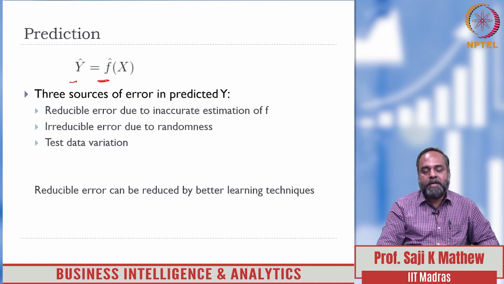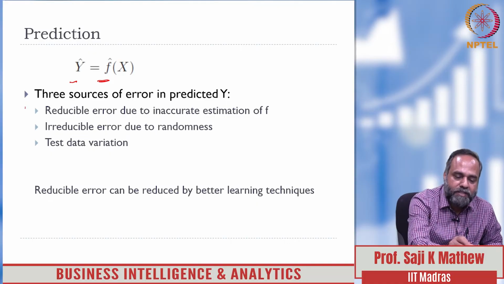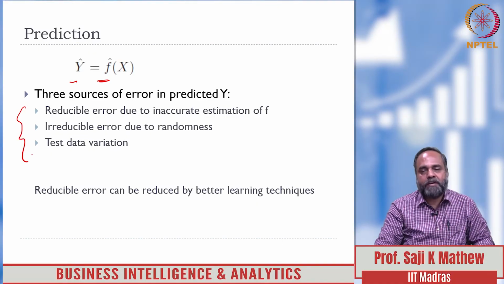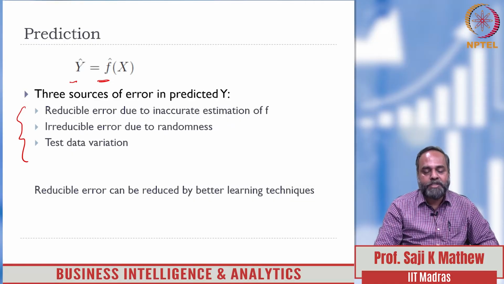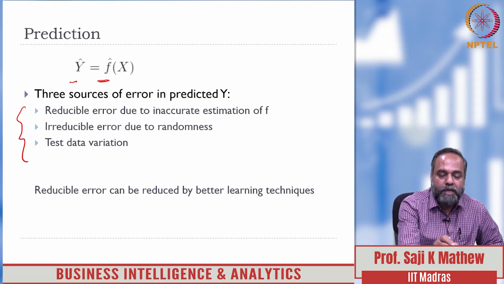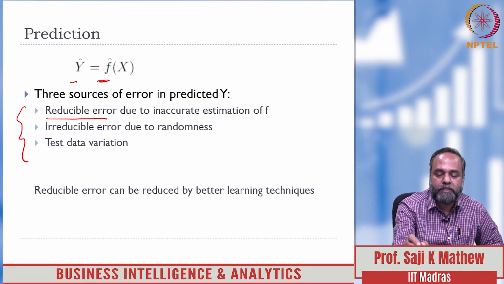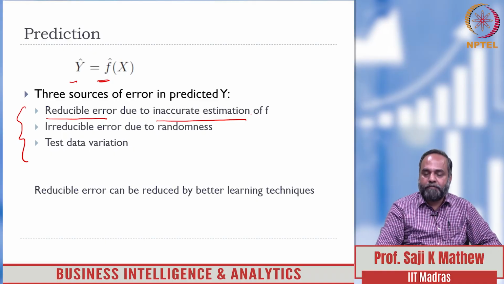And what are the sources of prediction errors? There are three sources of prediction error. We have now understood how you calculate prediction error, of course, but how are prediction errors caused? There are three sources, as you can see. One is called the reducible error, that is due to inaccurate estimation of the function f.